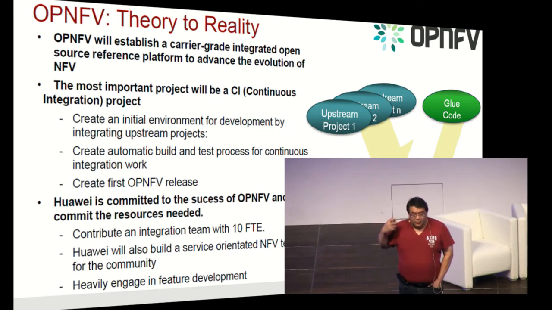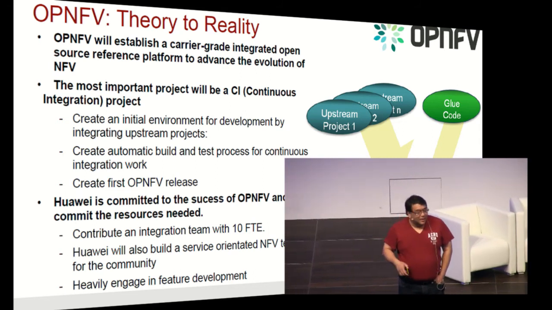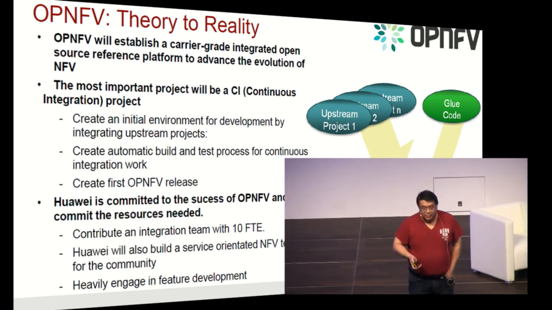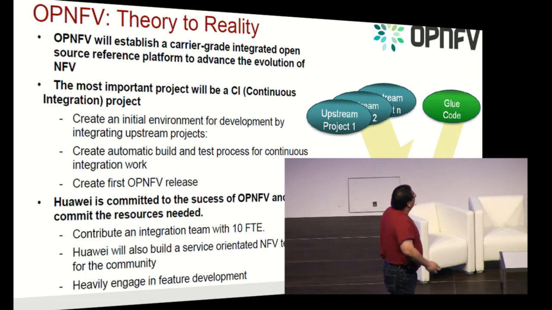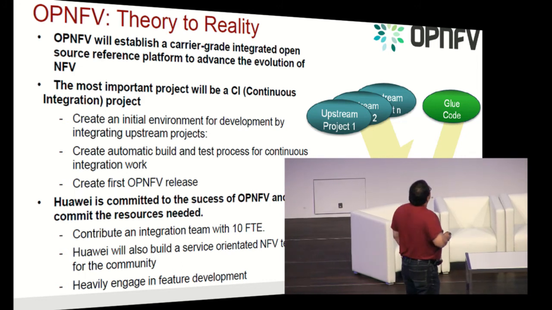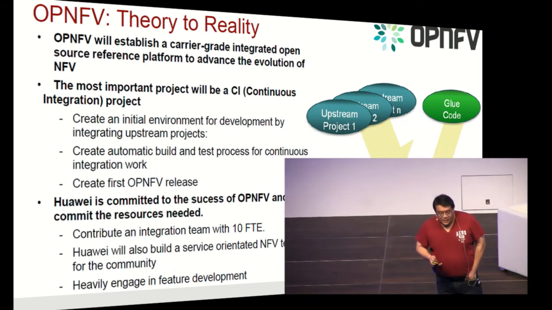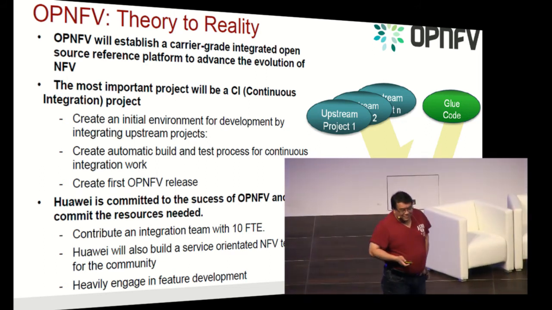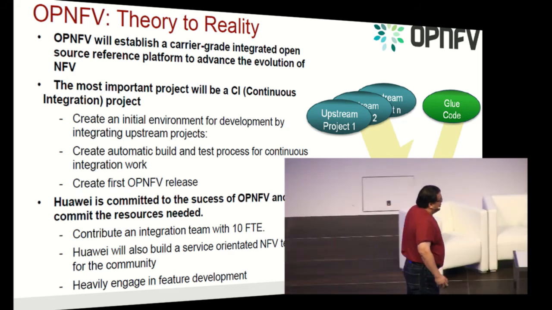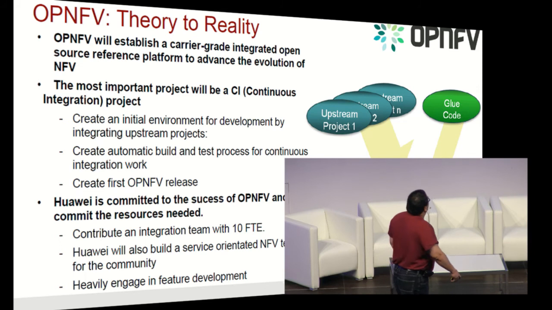So this integration project is to create an initial environment for development by integrating upstream projects, and create an automatic build and test process for continuous integration work so that you can give us the first OPNFV release. We're talking about the first release being in March of next year. And I'm here to say Huawei is very committed to the success of OPNFV and will commit all the resources that's necessary to get it off the ground and get it going. We'll contribute to the integration effort because we think it's the most important aspect of the work. Right now, I'm committing 10 FTE to that.